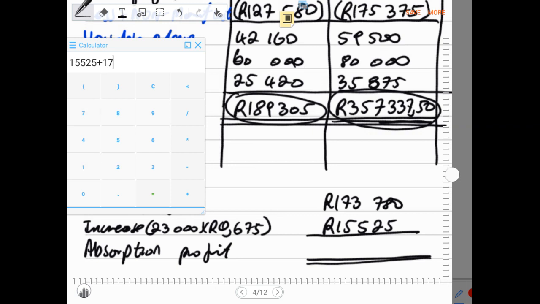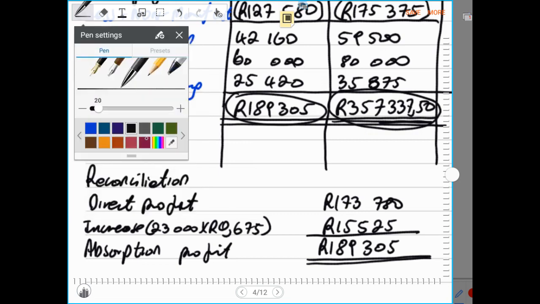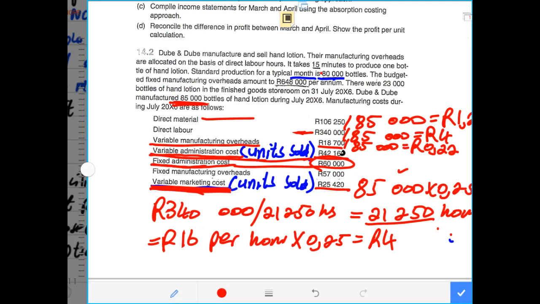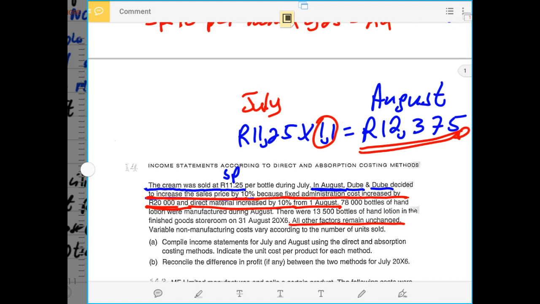We say plus 173,780, and this is 189,305, which is exactly the same absorption profit for the month of July. So now our reconciliation is correct. You can apply the same approach when it comes to the month of August. And I think I have now covered all that I had to cover with regard to responding to this question.